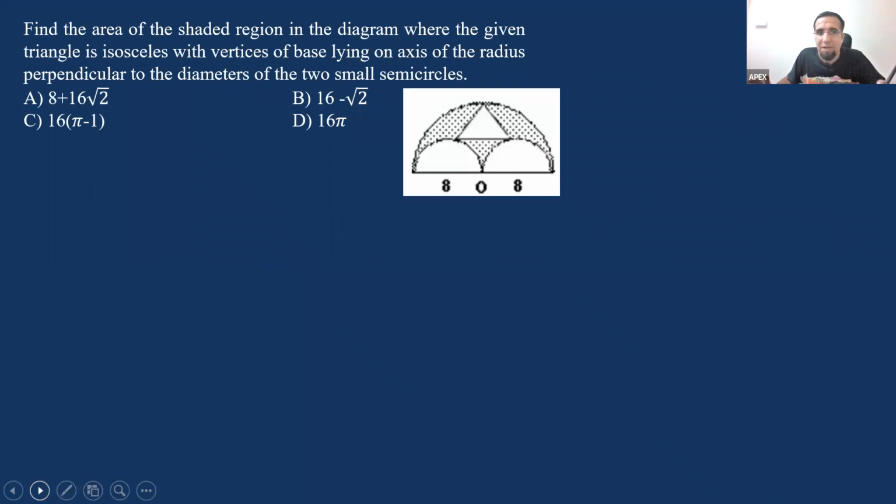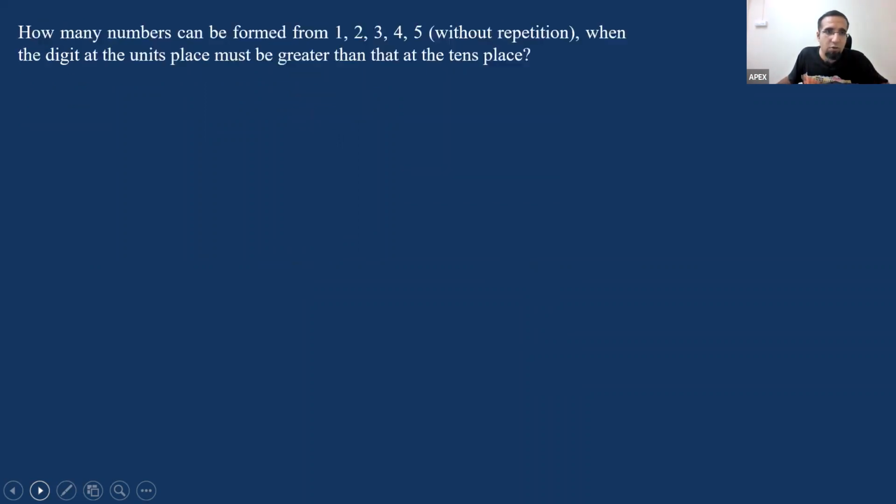I would leave this question the minute I see there's a diagram, isosceles, vertices, base, circles, semicircles. I would leave this. I would not do this. How many numbers can be formed by using 1, 2, 3, 4, 5 without repetition when the digit at units place is greater than that of tens place? Number of numbers, we have not seen permutations, combinations. Leave this question for the time being. I repeat. So where were we?